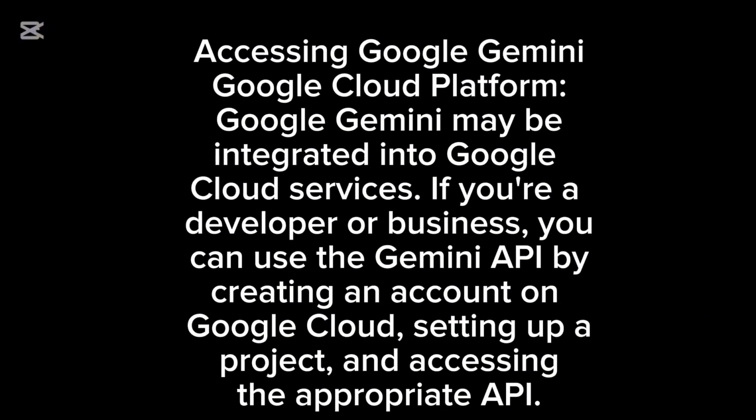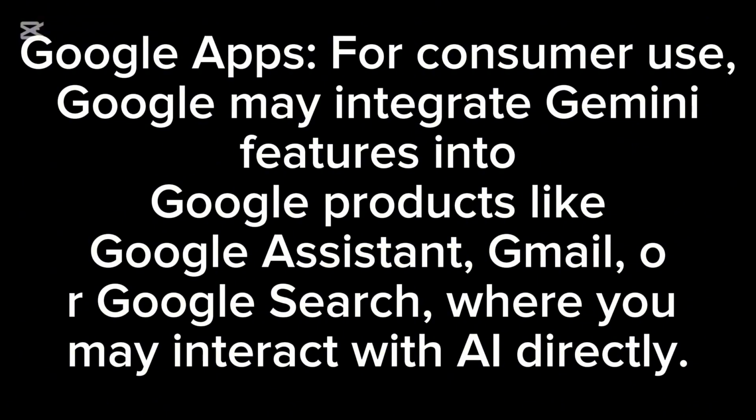Accessing Google Gemini. Google Cloud Platform. Google Gemini may be integrated into Google Cloud Services. If you're a developer or business, you can use the Gemini API by creating an account on Google Cloud, setting up a project, and accessing the appropriate API. Google Apps. For consumer use, Google may integrate Gemini features into Google products like Google Assistant, Gemini, and Google Search, where you may interact with AI directly.